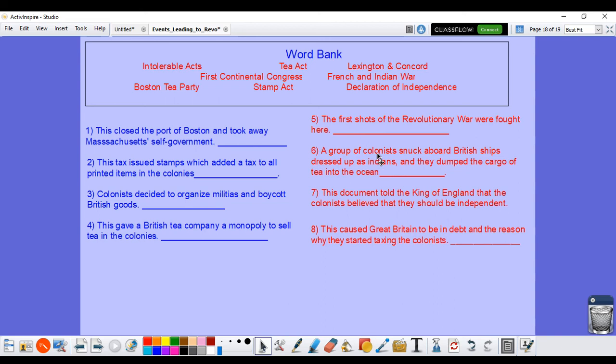A group of colonists snuck aboard British ships dressed as Indians, and they dumped the cargo of tea into the ocean. Correct, the Boston Tea Party. This document told the King of England that the colonists believed they should be independent. Yeah, the Declaration of Independence. This caused Great Britain to be in debt, and the reason why they started taxing the colonies. The French and Indian War.